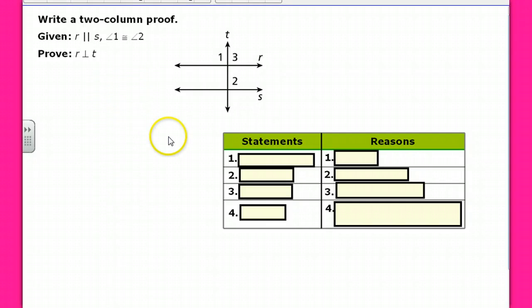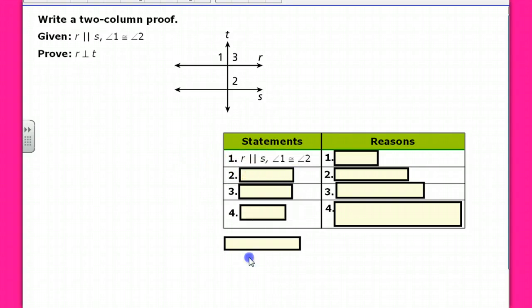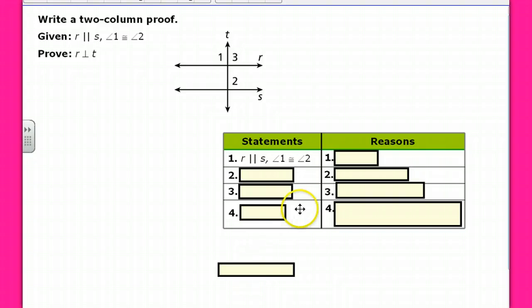So in this case, line 1, Kaylin, what will the first statement be? R is parallel to S, and angle 1 is congruent to angle 2. Yay, we always love the first statement, don't we? Because it is given. Okay. We know the last statement too. Do we want to fill that in? It's nice to fill it in. I always do that first. So we know, what is it, Michael? R is perpendicular to T. But we don't know why yet. We've got to know what is going on in statement 3.